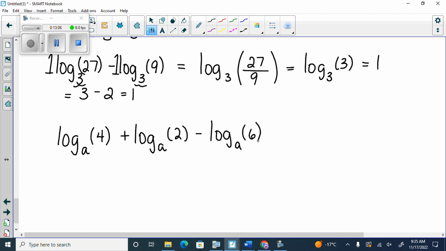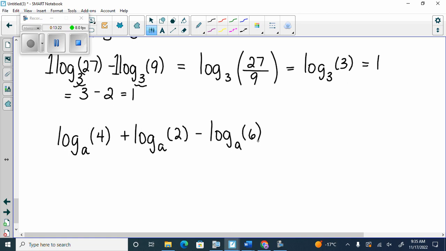So if it's numbers, people are like, why wouldn't I just figure it out easily instead of putting them together? Because it won't be just numbers. There will be variables involved. So I have log base A, log base A, log base A. It screams, put me together. When all the bases are the same, it screams, put me together.